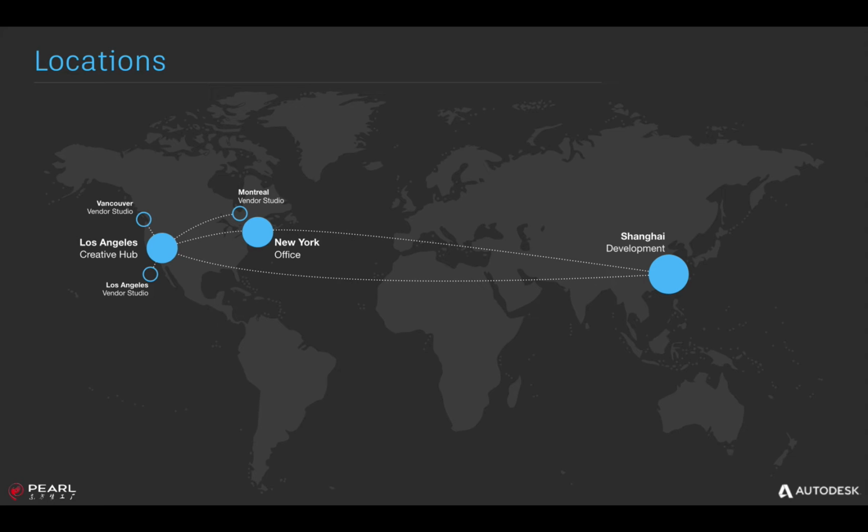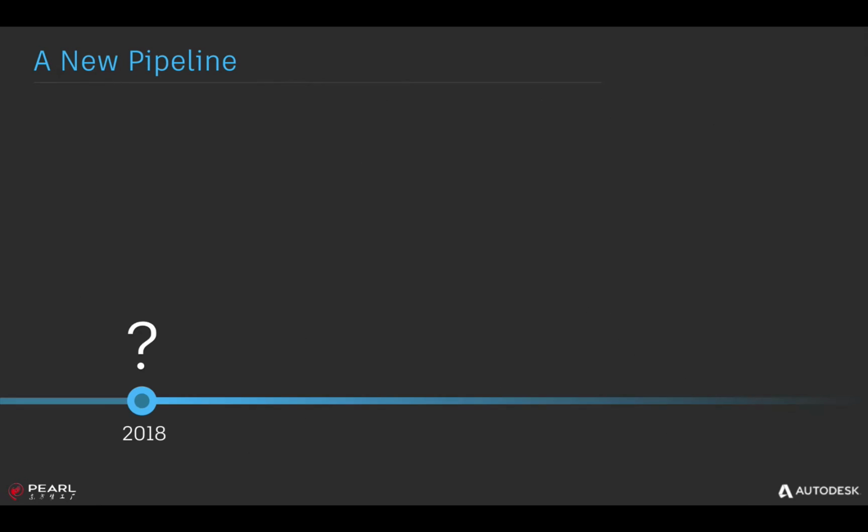Here's a map to give you an idea of how Perl Studio is distributed. They have their creative hub in LA, a development office in Shanghai, another office in New York, and they outsource work to vendor studios in places like Vancouver, Montreal, and LA. As the studio became more distributed, it was pretty clear that the classic centralized Toolkit setup wasn't going to work. So the team began doing research into what was out there and listing requirements for their ideal pipeline.